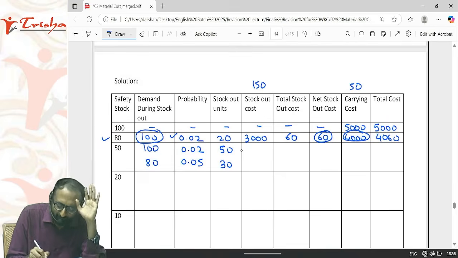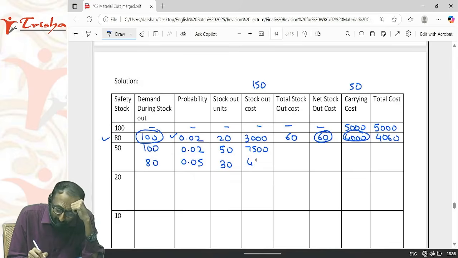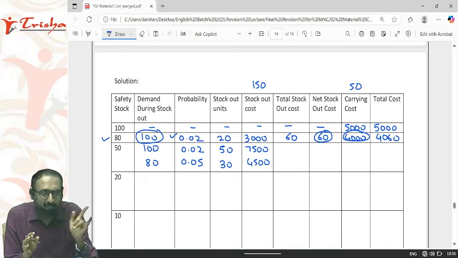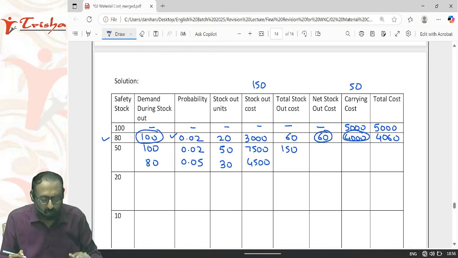50 into 150. Is it 7,500? But always this loss will not be there. Multiply with the probability. 7,500 into 0.02. Is it 150? Yes or no?